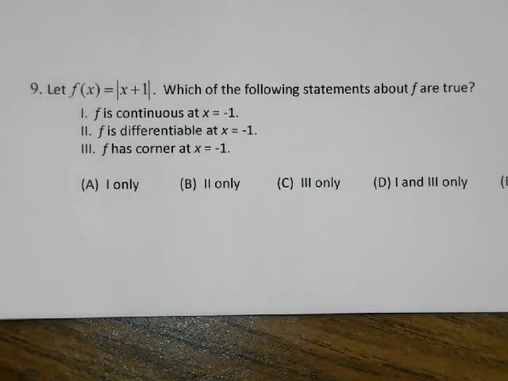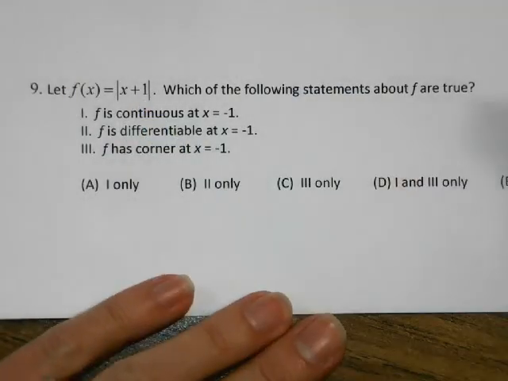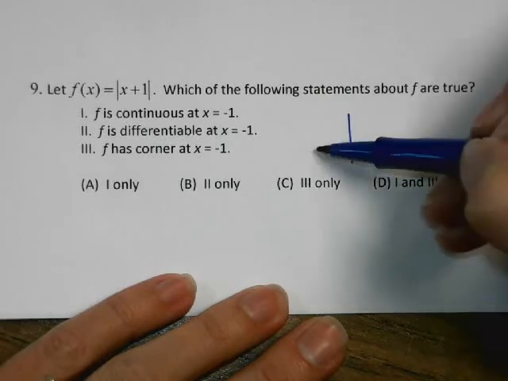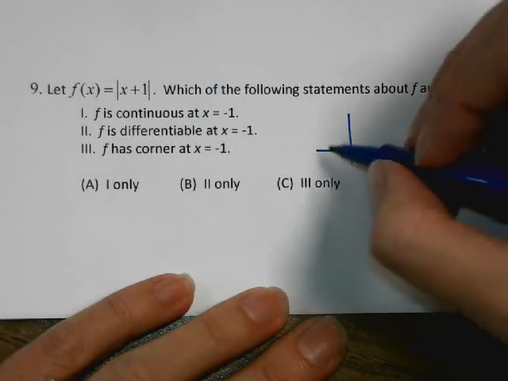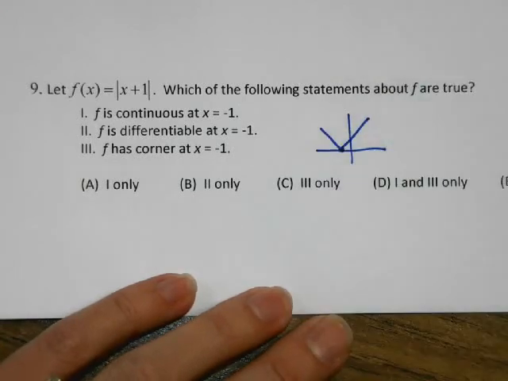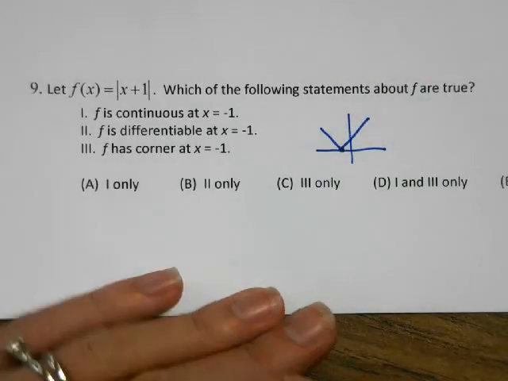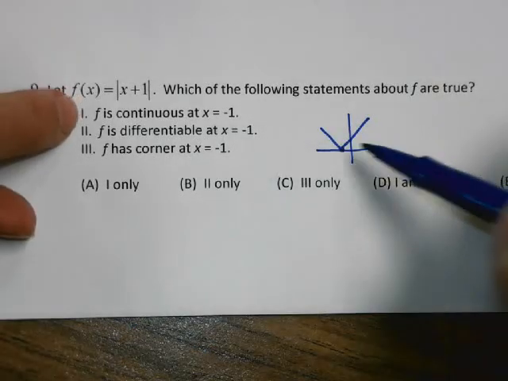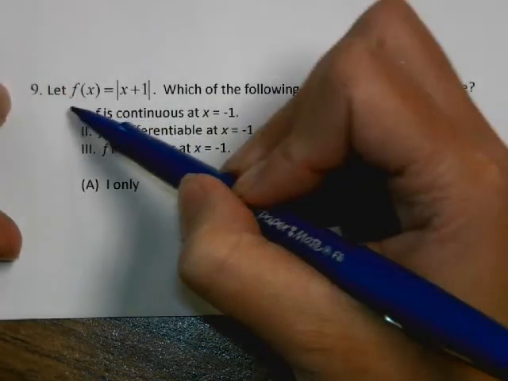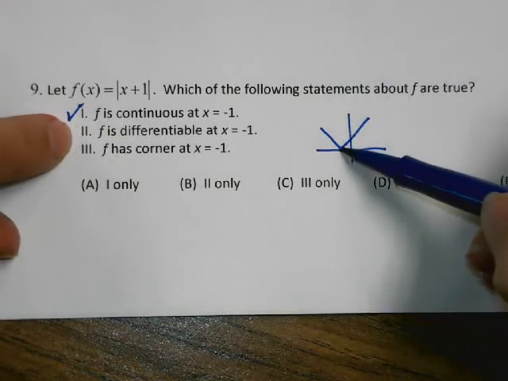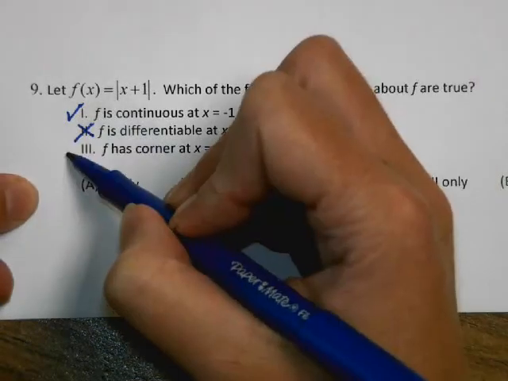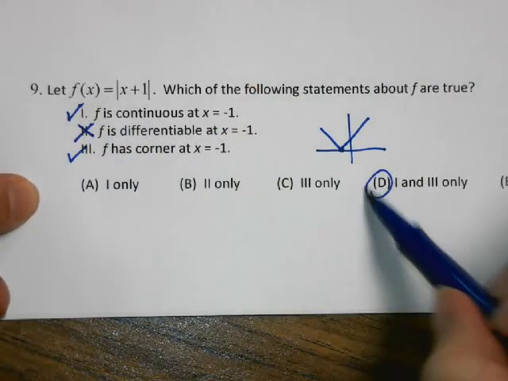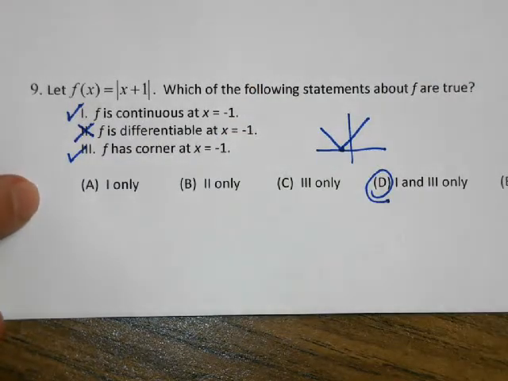Okay, back to something that's maybe a little bit easier to wrap your head around. Let f of x equal the absolute value of x plus 1. So which of the following statements are true? Well, x plus 1 is going to be shifted to the left 1. So is this continuous at negative 1? Yes. Is it differentiable? No, because it has a corner. So 1 and 3 are our correct answers, so that's going to be D.